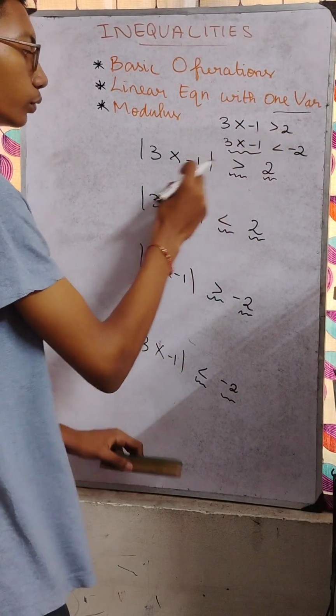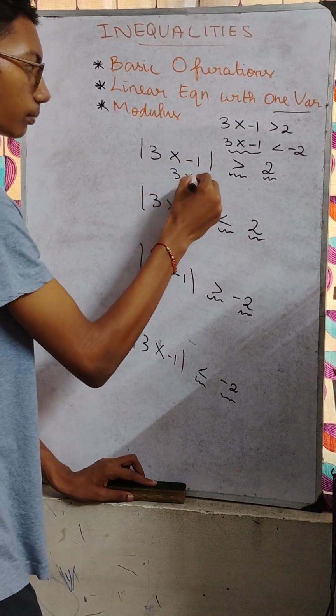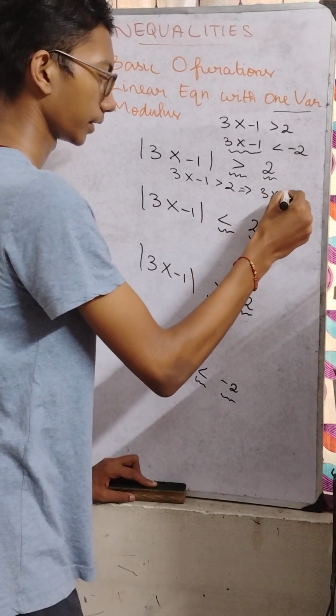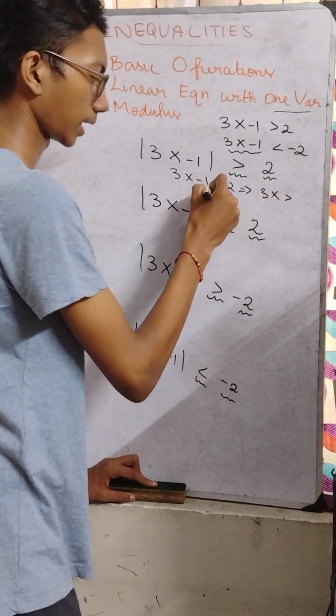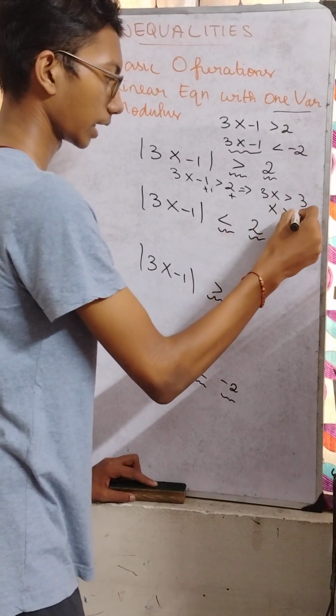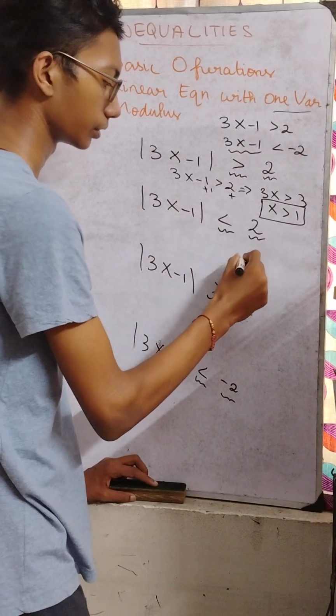If we solve these two, we will get the answer. Let's solve 3x minus 1 is greater than 2. We have 3x is greater than, again adding 1 on both sides, 3. x is greater than 1. This is one equation.